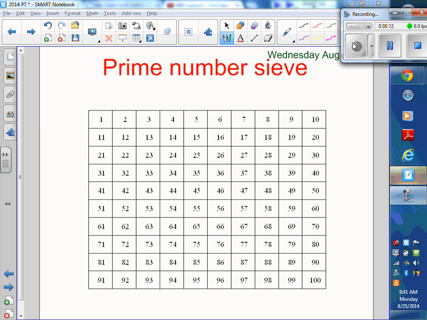So this is called a sieve, which you can think of as a way to sift out all the numbers that aren't prime, and everything you're going to be left with is a prime number. And so the goal today is to find all the prime numbers that are less than 100. I'm going to write the goal down.